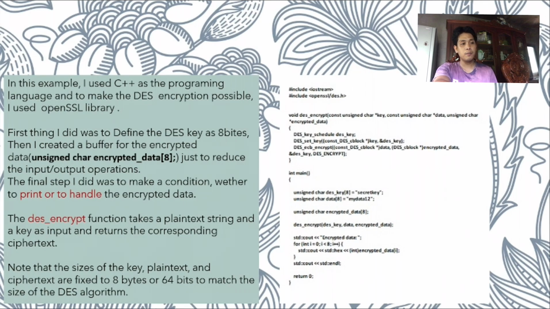The DES encrypt function takes a plain text string and key as input and returns the corresponding ciphertext. Note that the size, yung size niya is 64 bits. Kasi yun yung kanang DES.